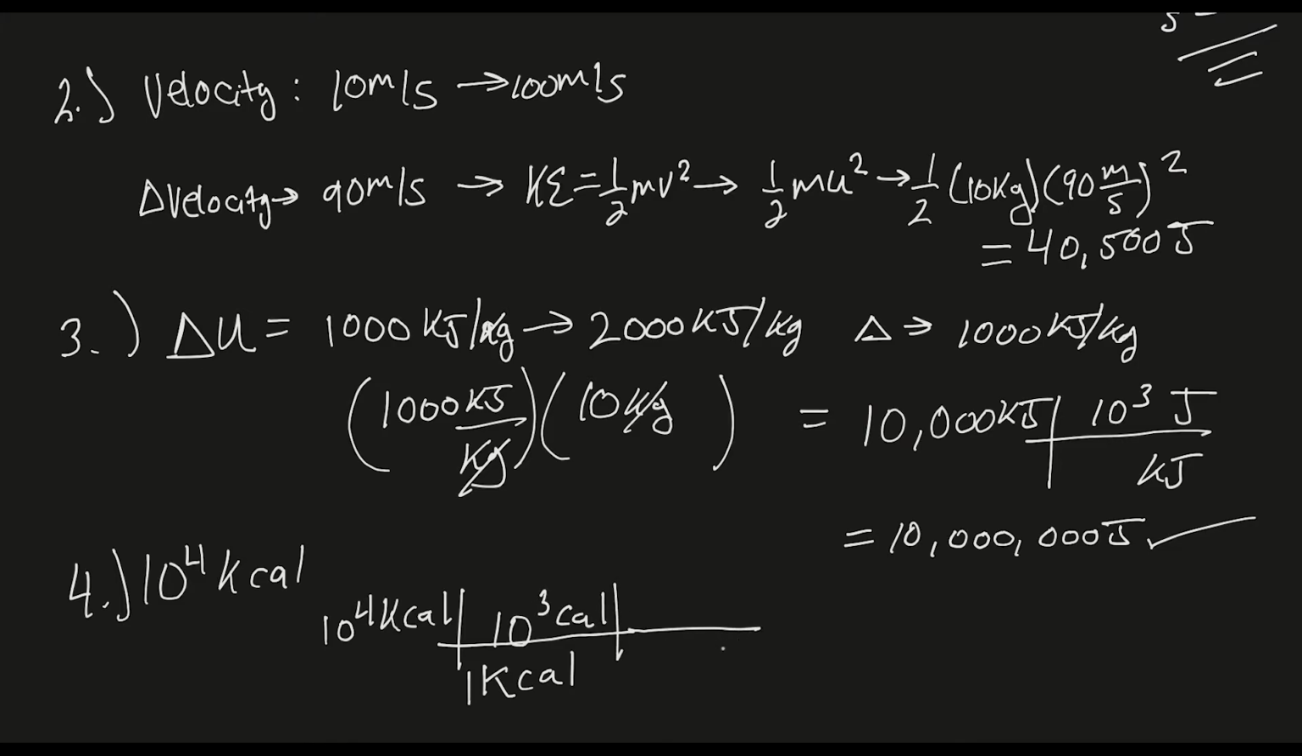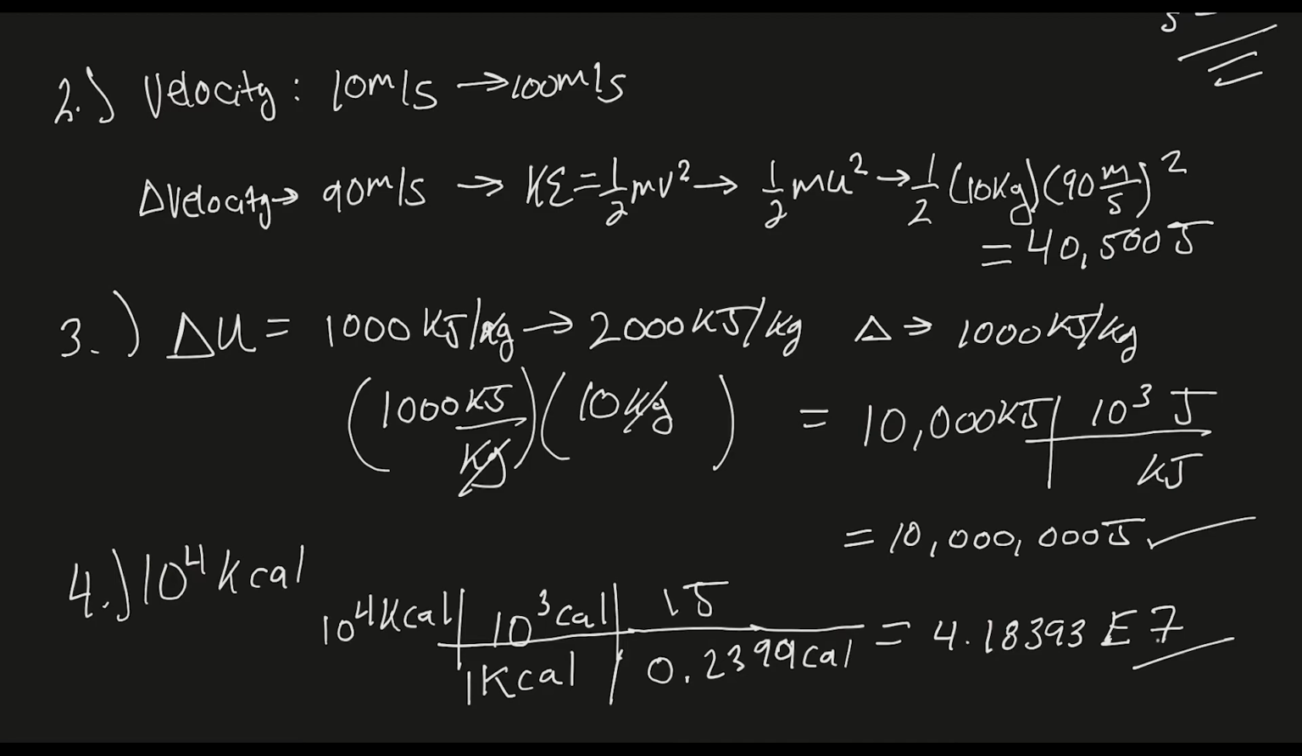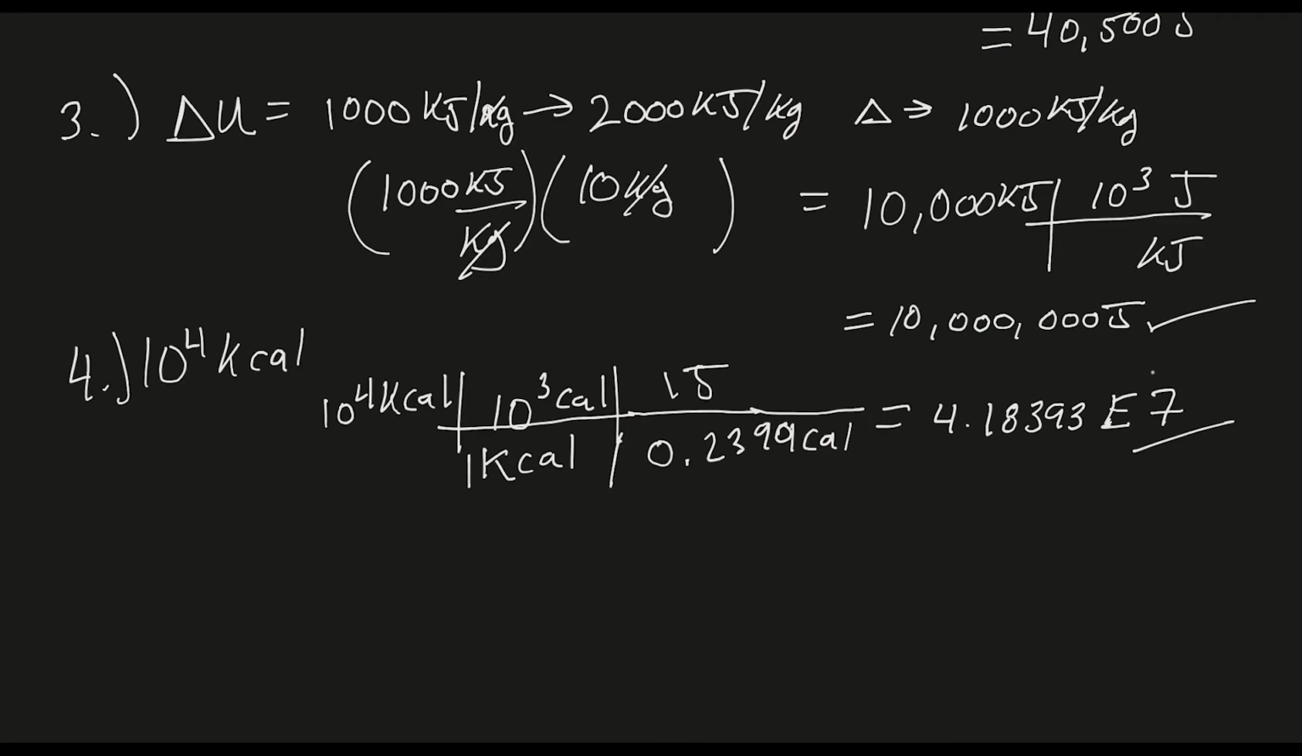Okay? And then what we're going to do here is, if we look at our unit conversion factor table, and that can be retrieved anywhere from Google or your textbook, you're going to see that 1 joule is equivalent to 0.23901 cal. Okay? And then you plug that into your calculator, and you're going to get 4.18393 e to the 7th power. Okay? And that's going to be in joules, of course.